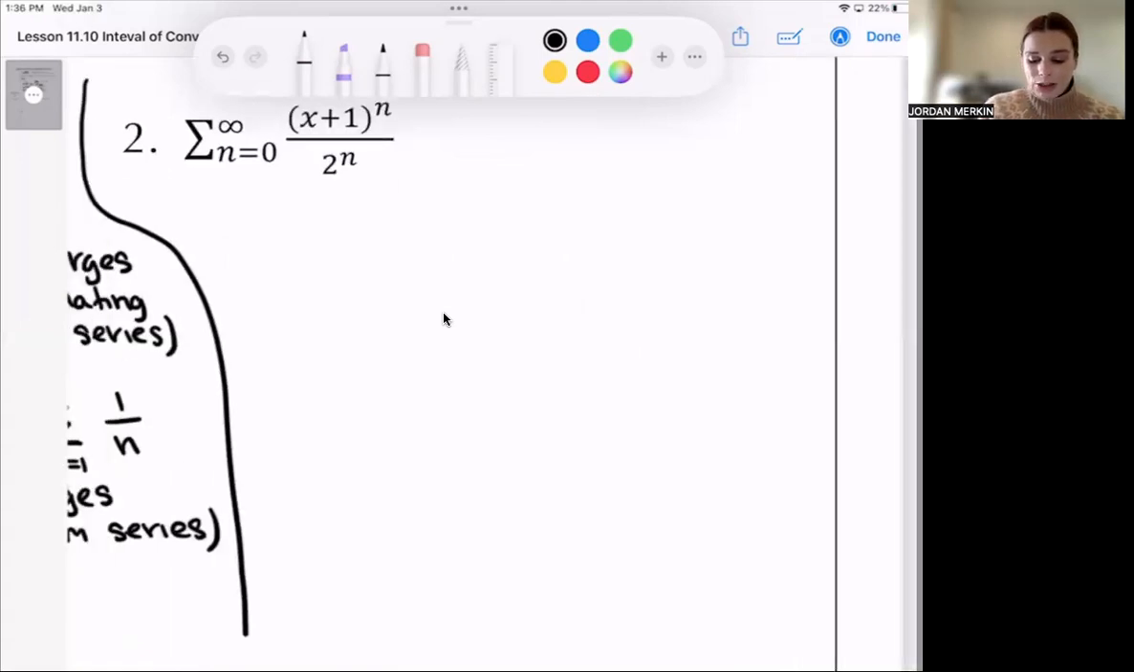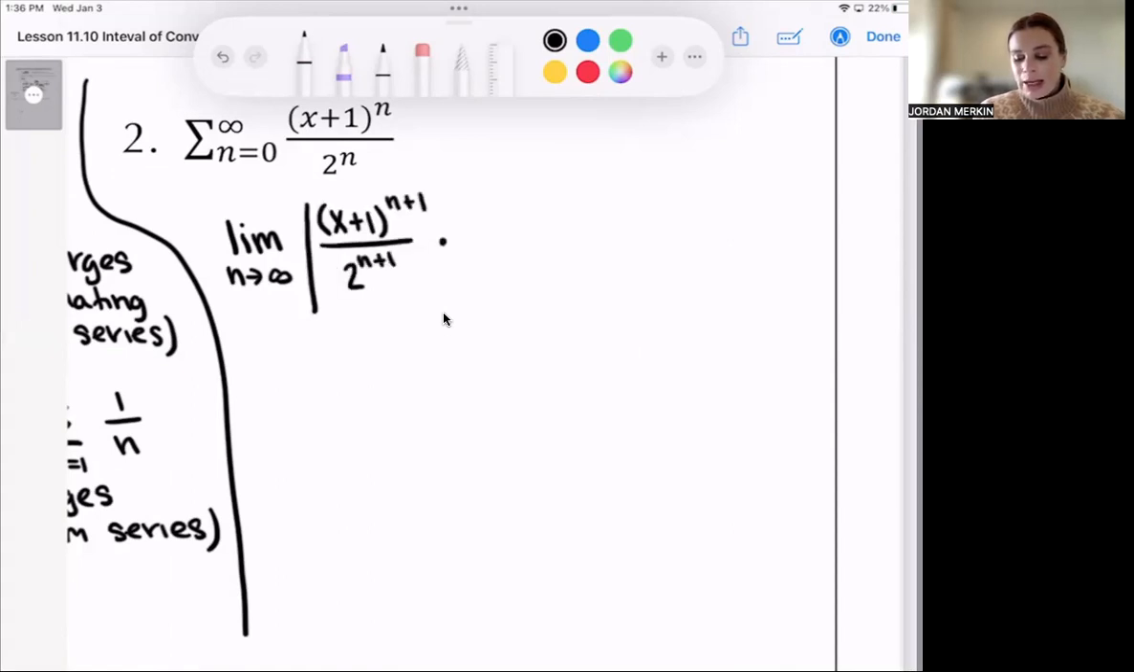So go ahead and set up, let me put a little line here, I'll go ahead and zoom in. We're going to set up our ratio test. So the limit as n approaches infinity of the absolute value of (x plus 1) to the n plus 1 over 2 to the n plus 1, times the reciprocal of the original, 2 to the n over (x plus 1) to the n.